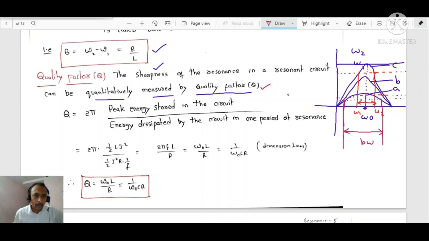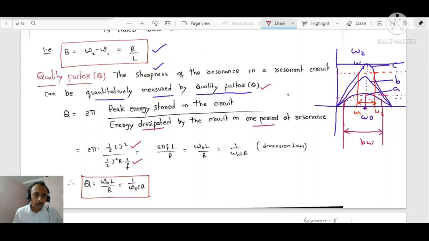As we are having energy storing elements, 2 pi into what is the energy stored? Half L i square, divided by the energy dissipated across the resistor, i square R in one period, that is 1 by f at resonance, right? So half i square R into 1 by f is the energy dissipated, and half L i square is the energy stored. This is the average power dissipated in the circuit in one period, right? So on substituting these two, what will we get?